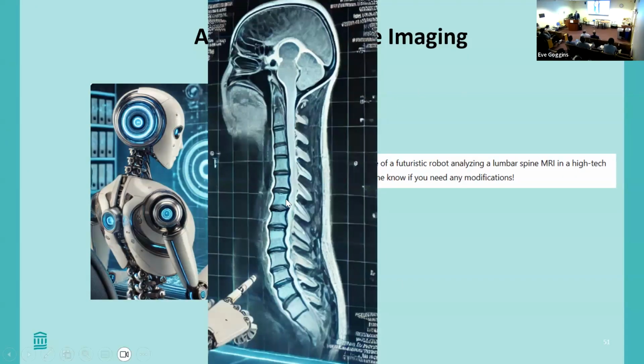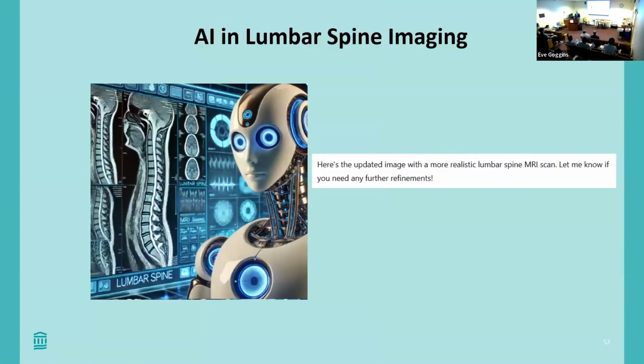So this looks like some type of armless, legless beast with six fingers and a point there. There is disc degeneration at multiple levels, so I have to give it that. But it's just some very strange anatomy. So I asked it to please make it anatomically correct, and it said, here's the updated image with a more realistic lumbar spine, and it's the same. But they added, hopefully, lumbar spine. So maybe there's some future progress that needs to be made, but I think that it'll get there.